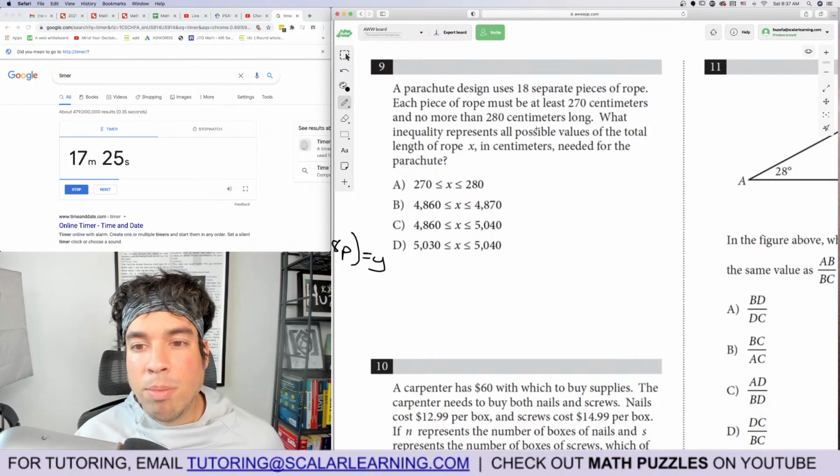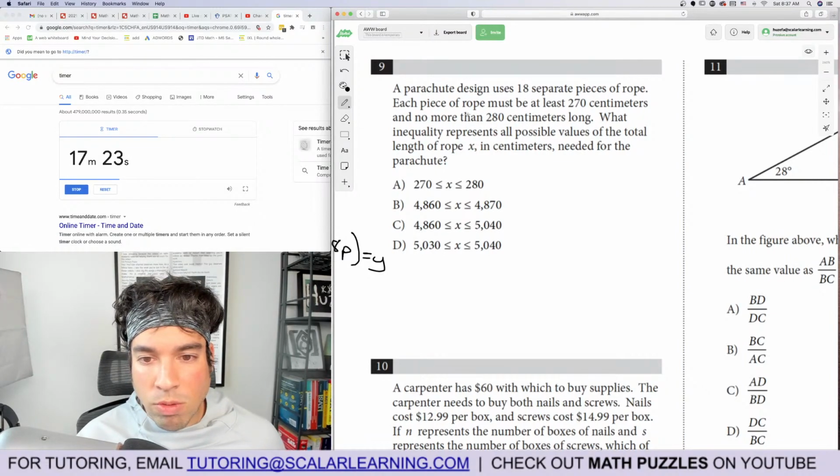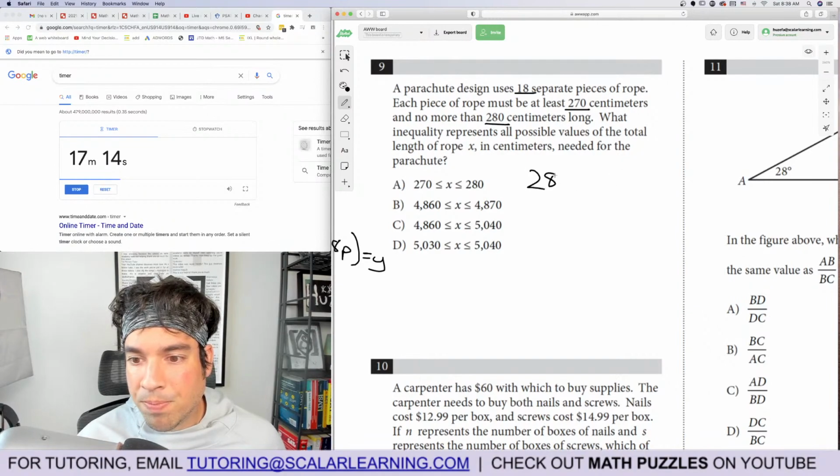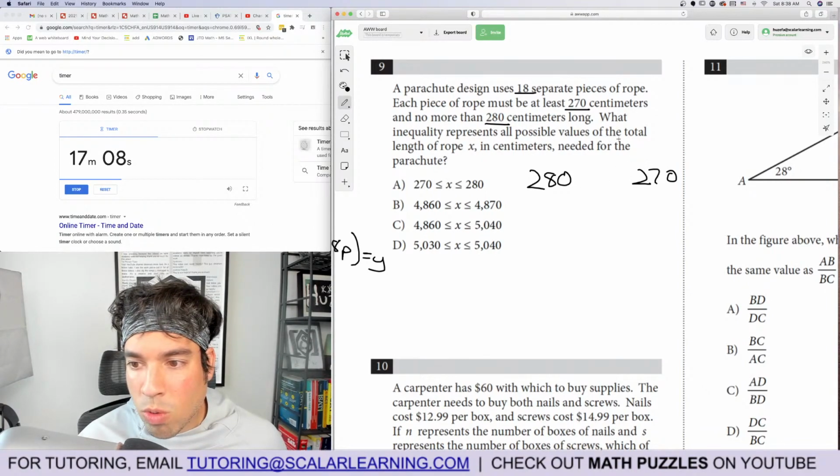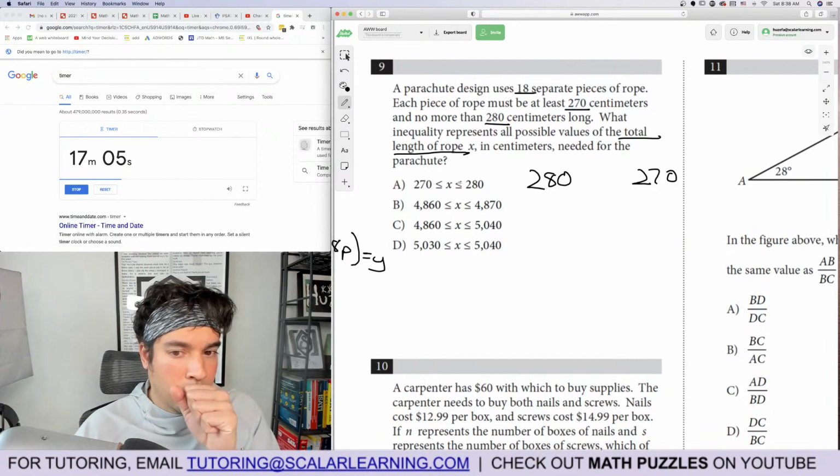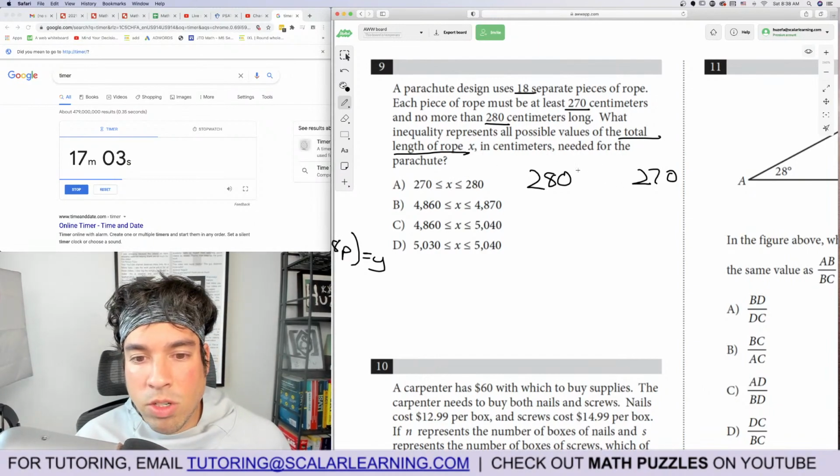It's really hard. A parachute design uses 18 separate pieces of rope. Each piece of rope must be at least 270 and no more than 280. What inequality represents all possible values of the total length of rope in centimeters needed for the parachute?